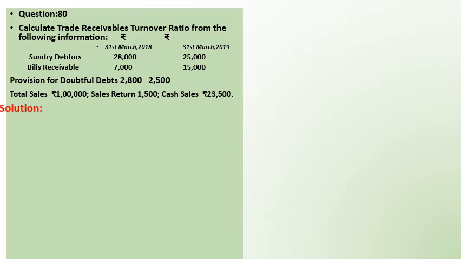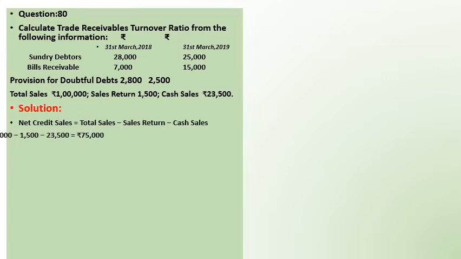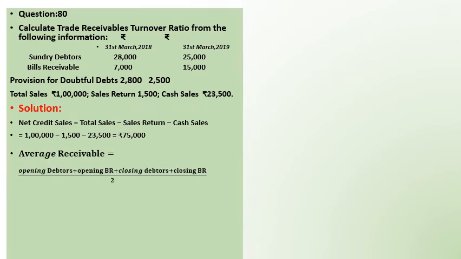So now from here we'll calculate the credit sale, which is equal to total sale minus sales return minus cash sale, which is equal to 75,000. Average receivable is equal to opening debtors plus opening bills receivable, I put it here, BR means bills receivable, plus closing debtors plus closing bills receivable, divided by 2.